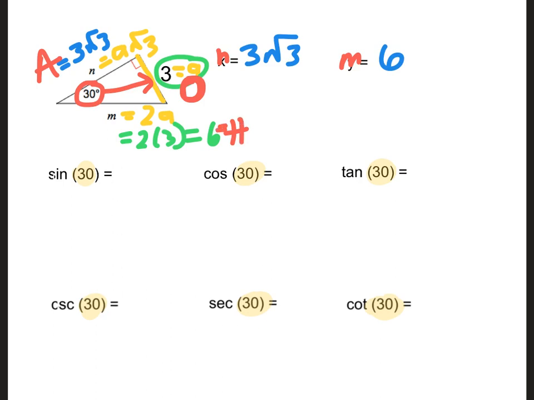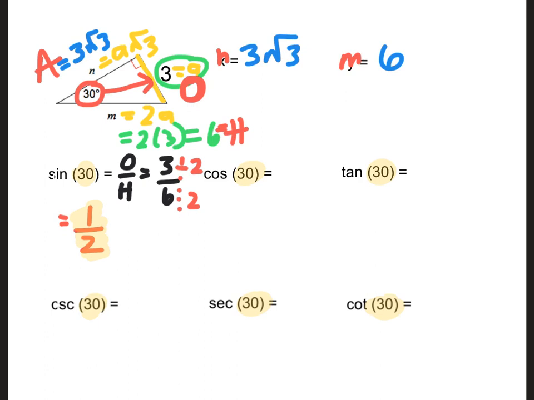Again, for sine of 30, we're doing opposite over hypotenuse. So we have O over H. My opposite side is 3 and my hypotenuse is 6. We do have to simplify. So if I do 3 divided by 2, I do 6 divided by 2, I get as my answer 1 over 2. Again, this is going to be my answer for sine of 30.